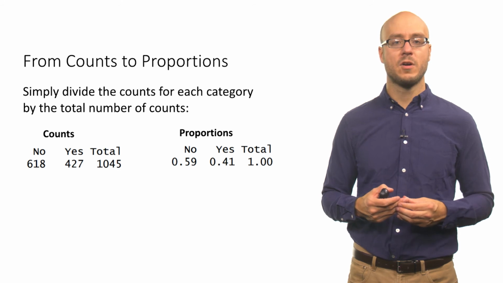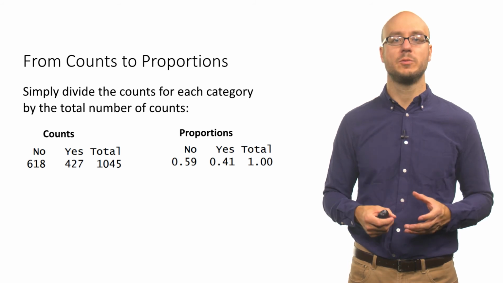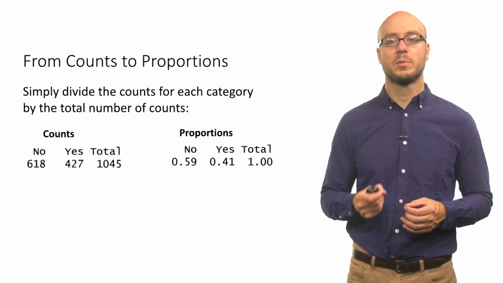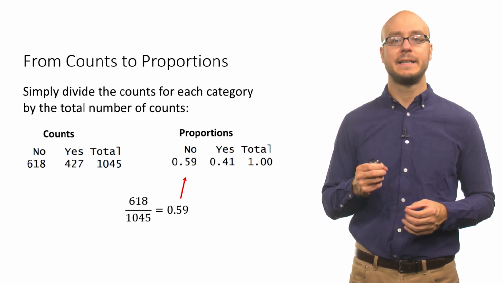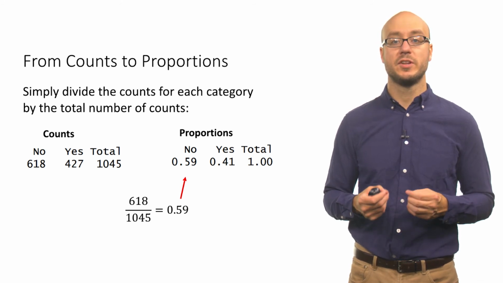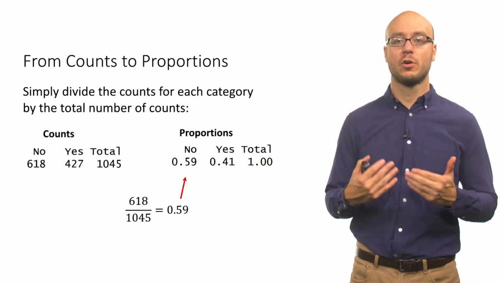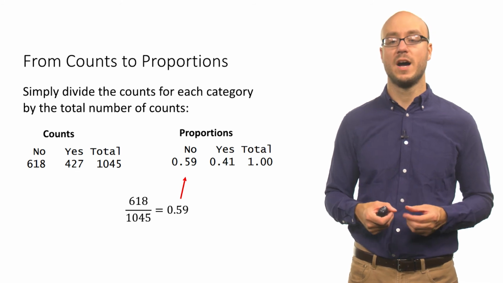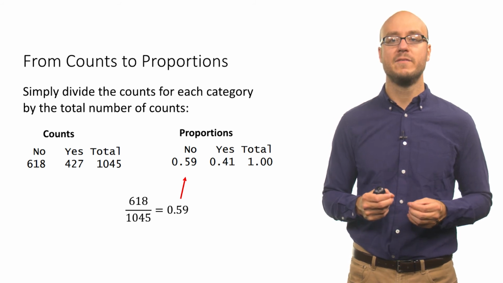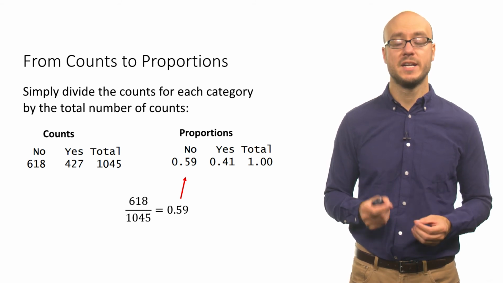So here we have our Titanic data on who survived, and on one table we have just the counts. So we have 618 people did not survive, 427 people did survive. And then we have a table of proportions, and we simply calculated that by taking the counts and dividing by the total size of the data set. So you can see for the no category, we have 618 observations within that category, and the total number of observations is 1,045. You divide 618 by 1,045 and you get 0.59. That is the proportion of passengers who did not survive the Titanic in our data set.